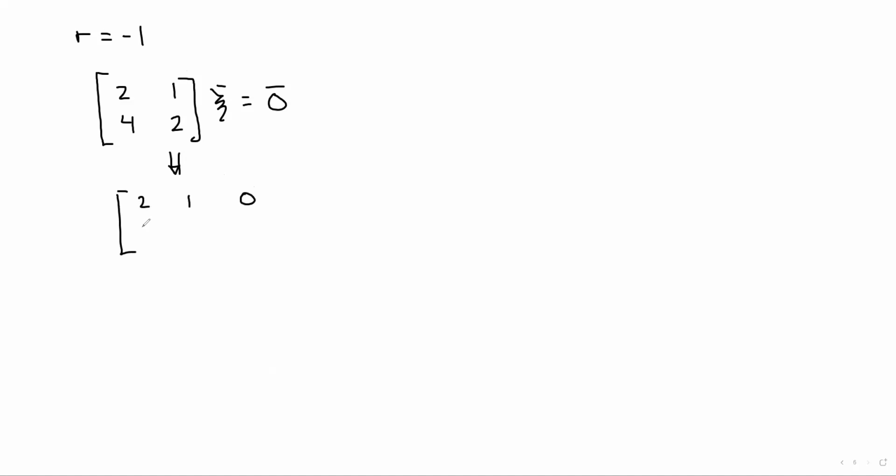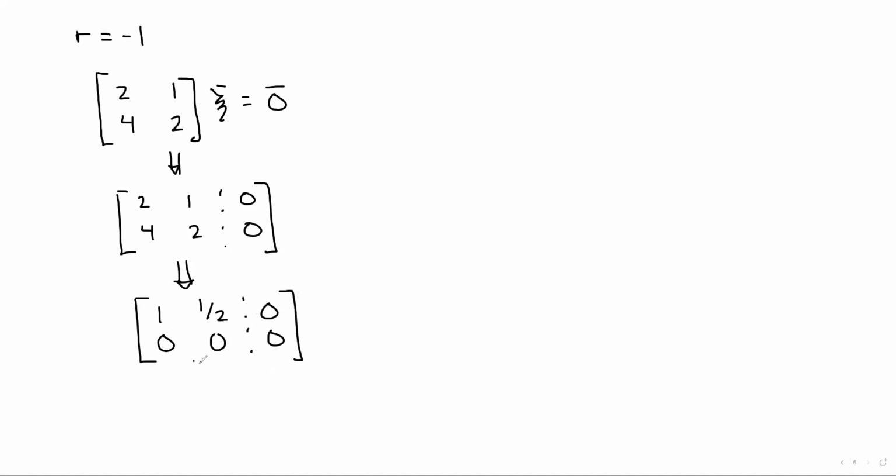All right, let's go through and find the second solution. So for the second solution, we have r equals -1. So you get 2, 1, 4, 2, and you can go ahead and check that, times xi equals the zero vector. And now I'm going to rewrite this into an augmented matrix: 2, 1, 0, 4, 2, 0. All right, and then we're going to do our row reduction. So we can multiply this first row by 1/2, and you're going to get 1, 1/2, 0. And then if you take -4 times this and add it to the second one, you'll get an all zero row, which is what should happen every time.